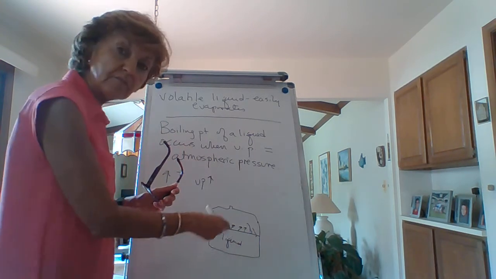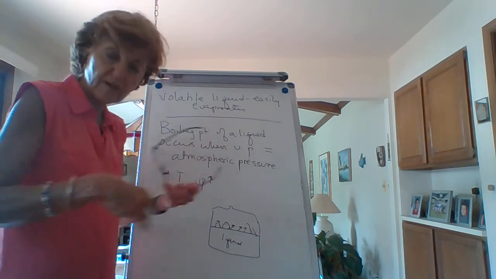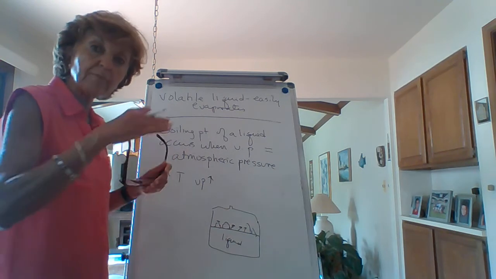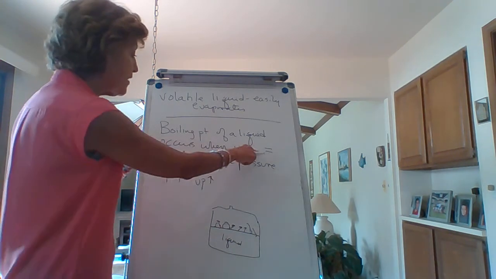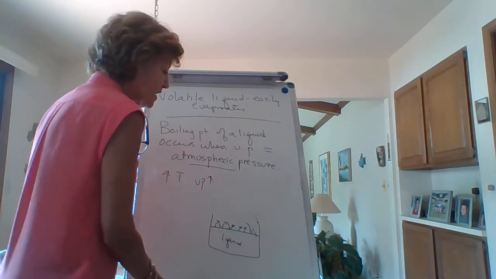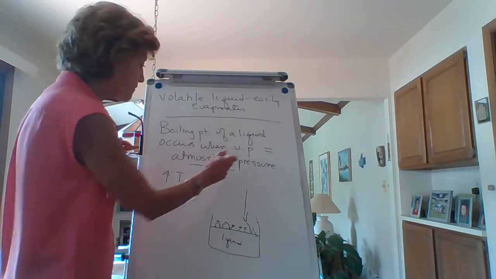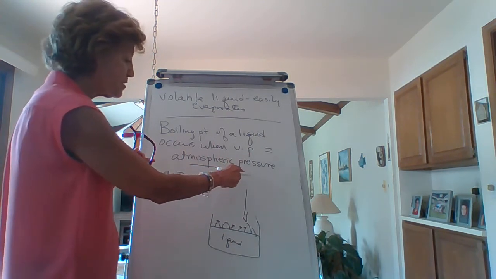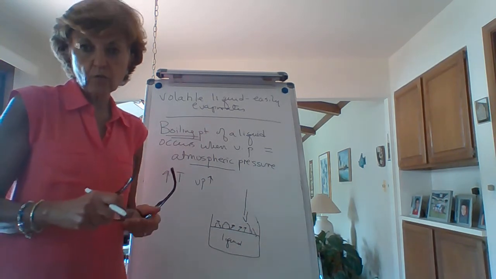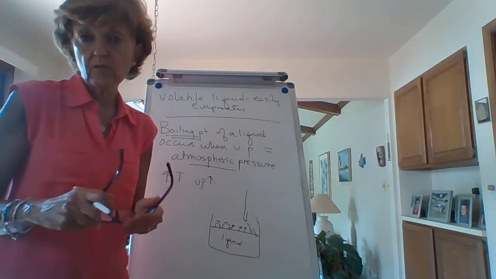As you're heating up this liquid, you're getting more vapor. You have more vapor, you have more pressure. So as you increase the temperature, the vapor pressure goes up, and it keeps going up, going up, going up. When the vapor pressure equals the atmospheric pressure, so think about this. The atmosphere is pushing down on this. The vapor is pushing up. When the vapor pressure equals the atmospheric pressure, then the liquid is going to boil. And the temperature at which it boils, that's called the boiling point.